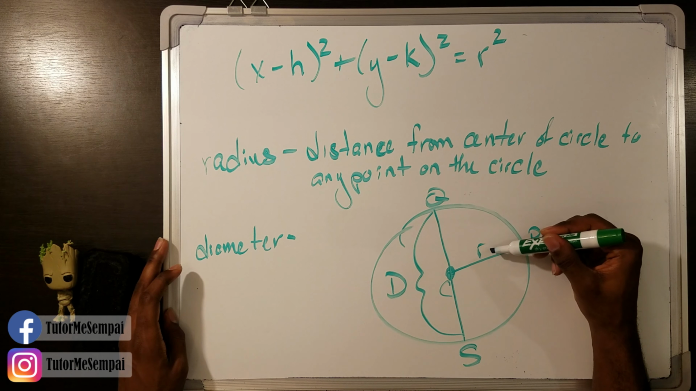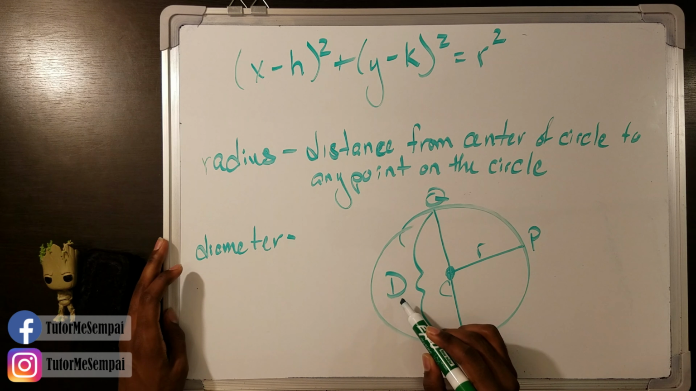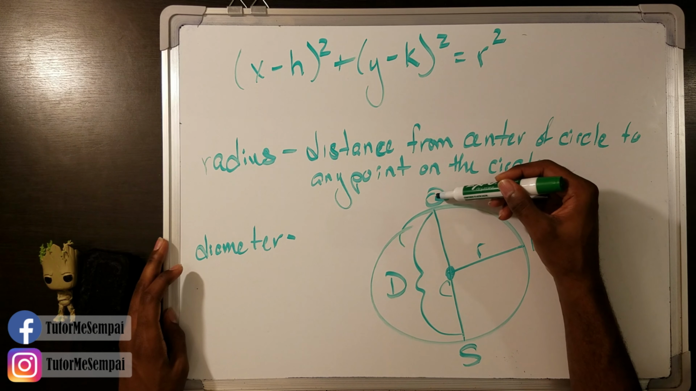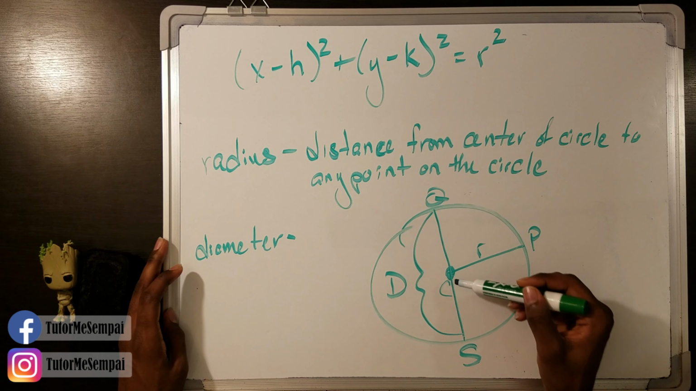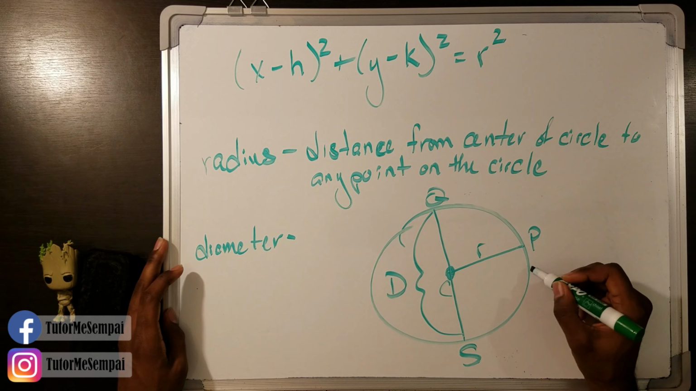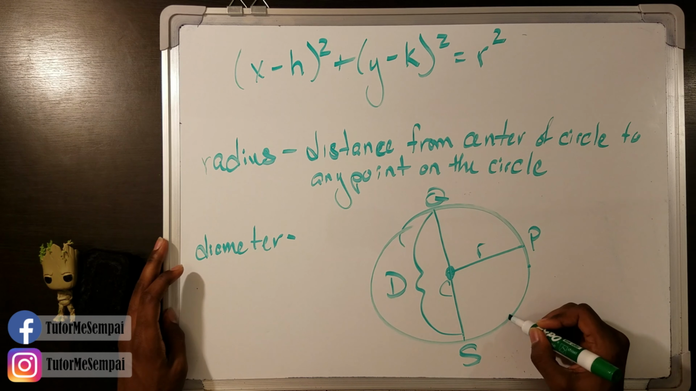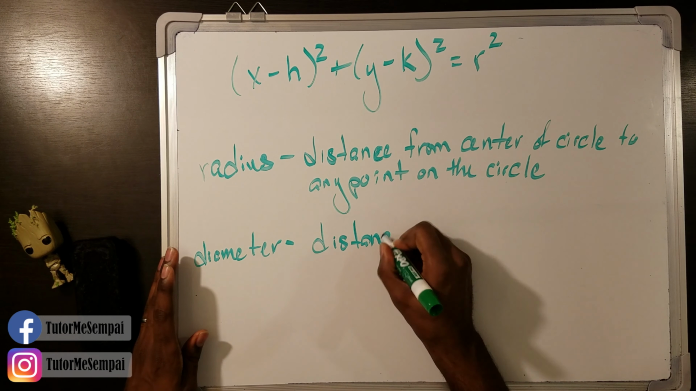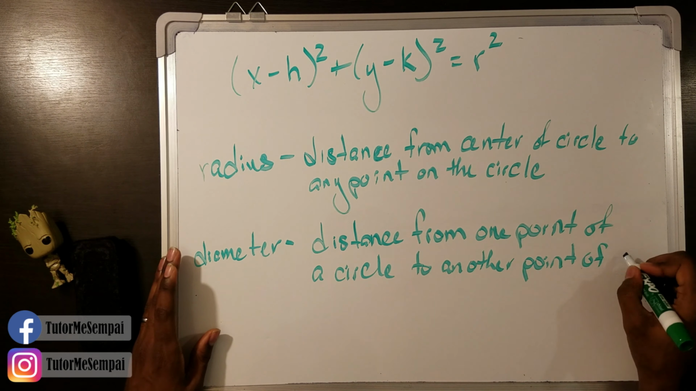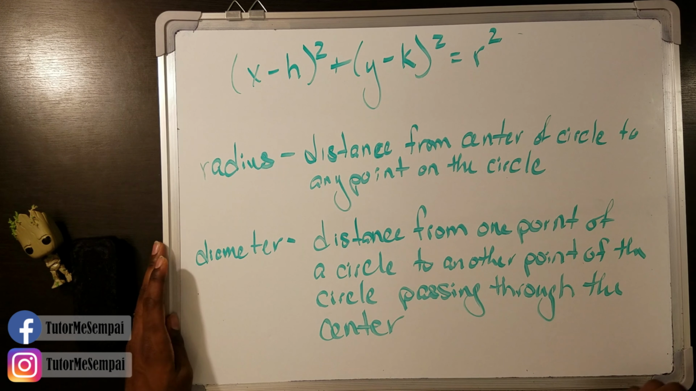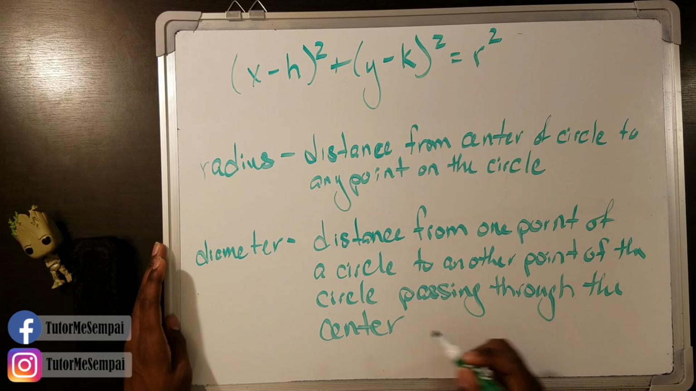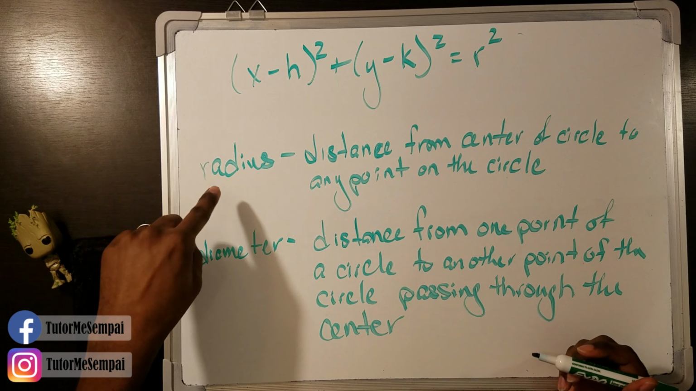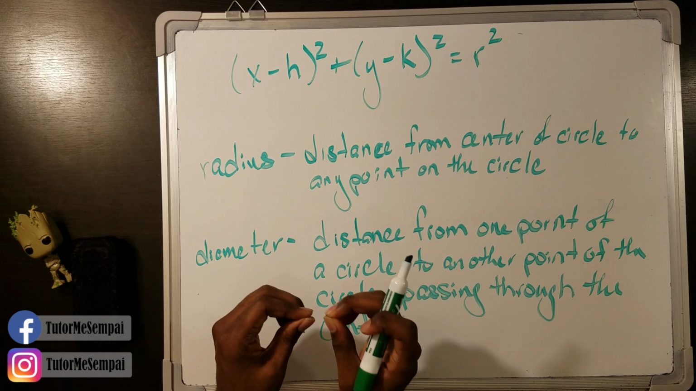So the radius was denoted by an R. The D is what we use to denote the diameter. And once again, distance from one point of the circle to another point, passing through the center. So you can't have a distance from this point to this point be the diameter. That's not the diameter. You have to pass through the center. Remember, you have to pass through the center for the diameter, but it's the total length from one end of the circle to the other end of the circle, whereas the radius goes from the center to any point on the circle.